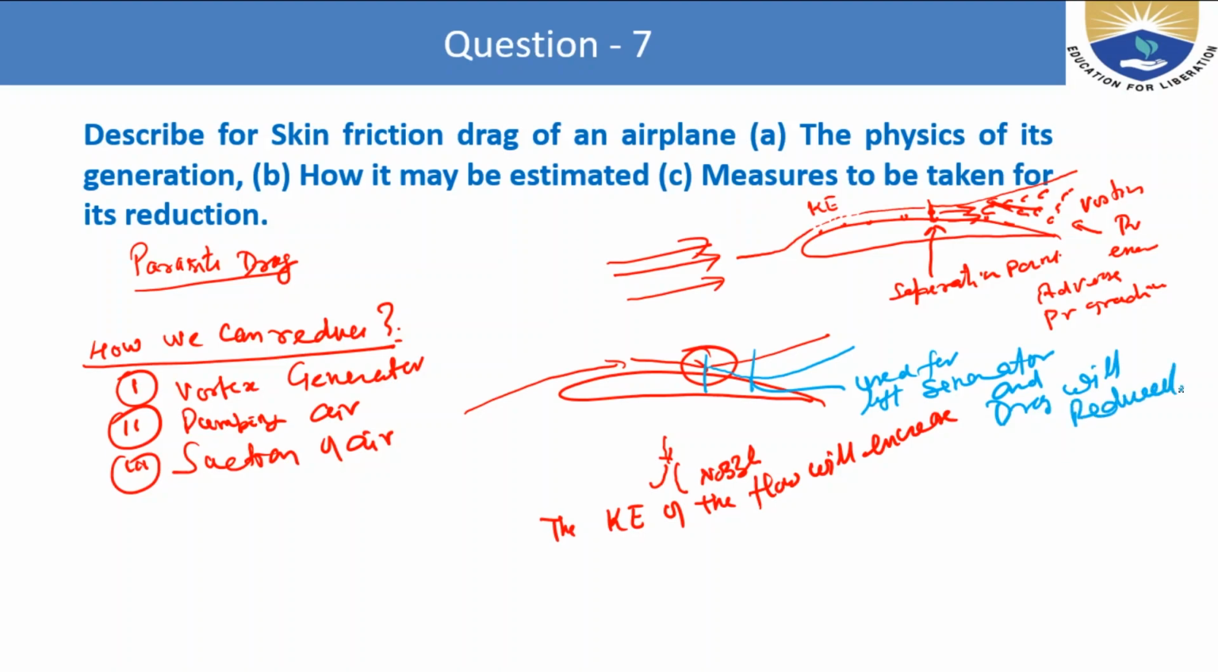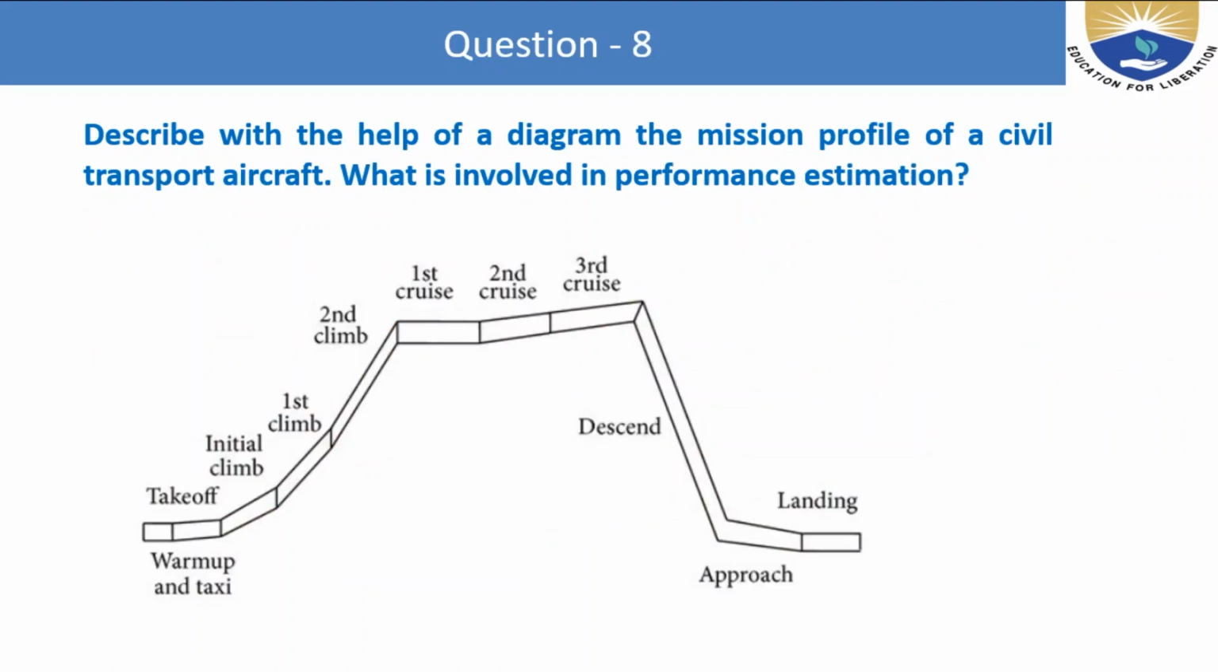There are some more techniques, but for skin friction we have this much. Otherwise, for induced drag, we can use the winglet, and some other things are also used. Now describe with the help of a diagram the mission profile of a civil transport aircraft. What is involved in performance estimation? If you take the civil aircraft, first from here to here, it is on the ground.